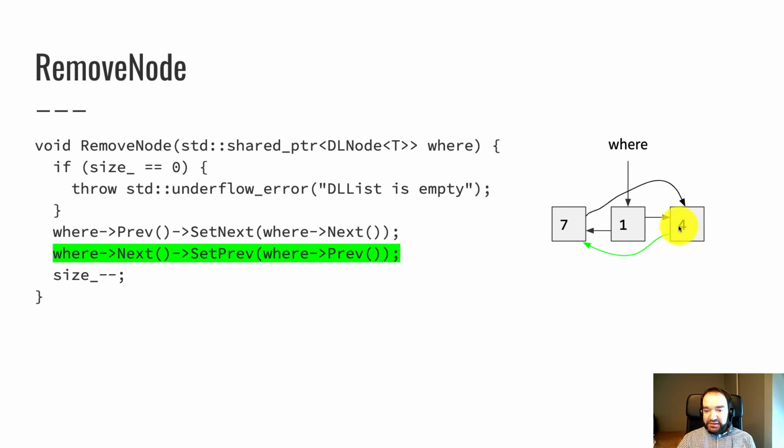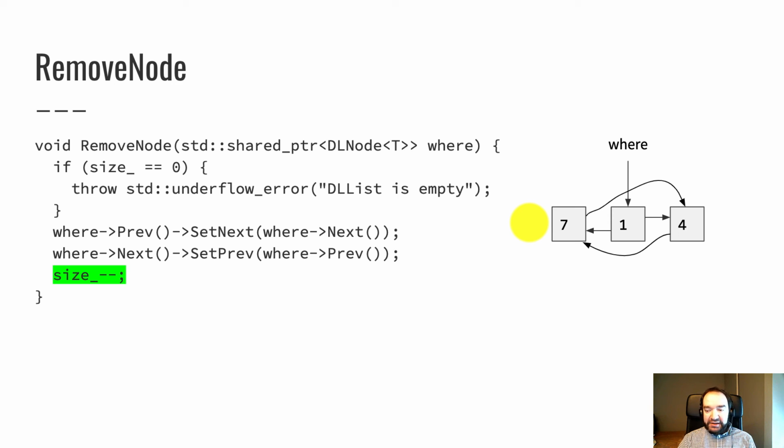Now we do something that's symmetrical, kind of the reverse. So basically 4 needs to point at 7. To get to the 4, we say where's next. That is the node to the right of where. It changes its previous to point at the 7, which is where's previous. So altogether, where's next changes its previous to become where's previous. That's the second pointer that needs to be updated. We decrement the size to keep the size up to date.